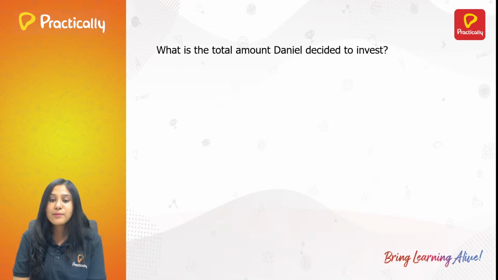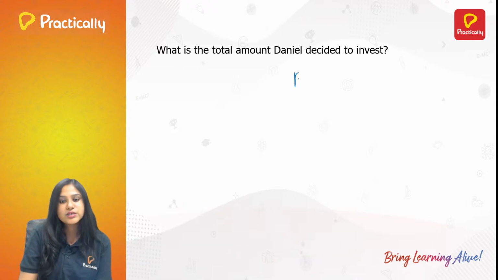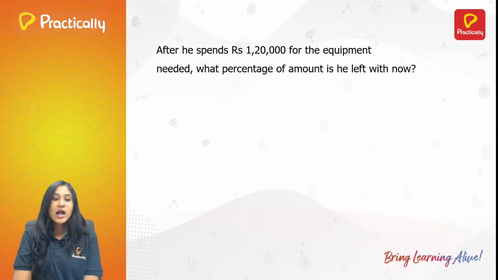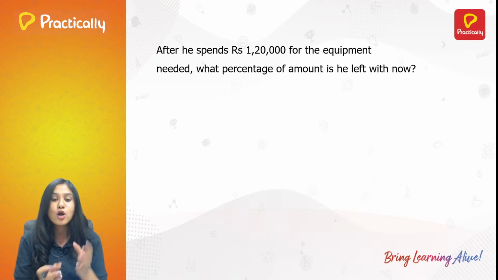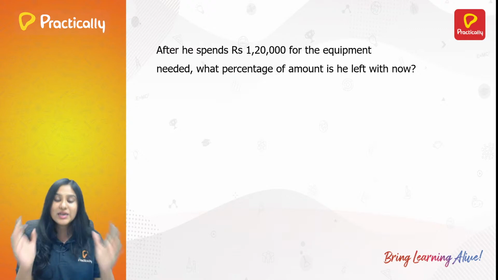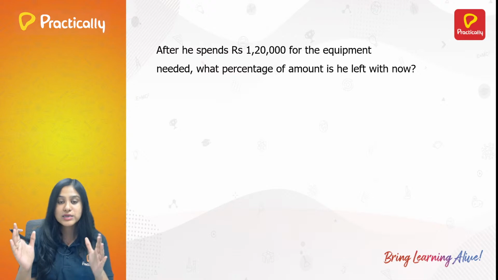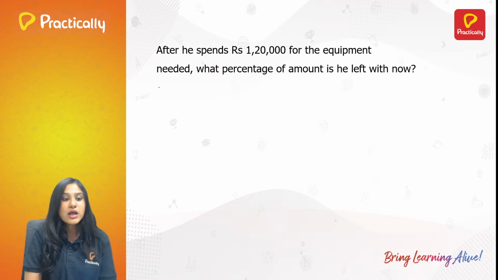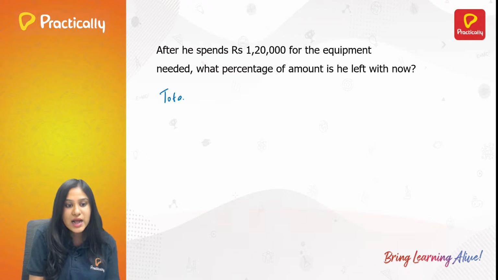What is the total amount Daniel decided to invest? It is rupees 6 lakh. This is the third or fourth time I'm writing this, correct? Now, after he spends 1,20,000 for the equipment needed, what percentage of amount is he left with now? So let us break this question into parts and understand what percentage is left with him now. Now, the total amount he has with him now is 6 lakh, correct?